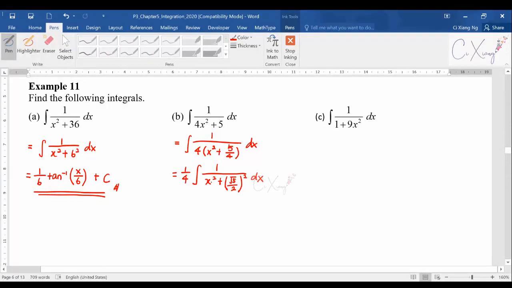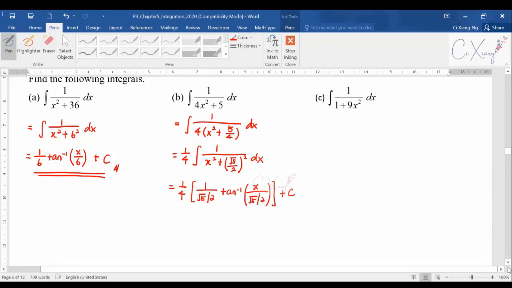After you rephrase it, you will see that it is actually the pattern of 1 over x squared plus a squared already. So how can you do it? You copy the 1 over 4, the constant won't be affected. When you integrate this one, you will have 1 over 8, so your a is square root 5 over 2, and then tangent inverse. After that you have x over a also, which is x over square root 5 over 2, and then plus c.